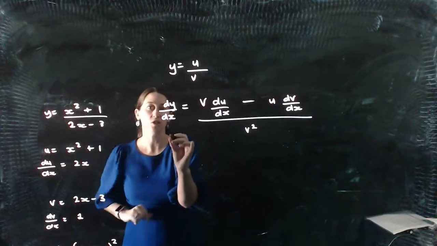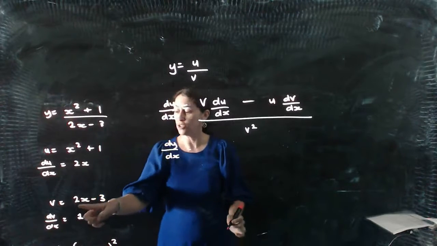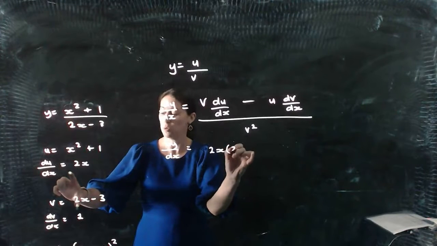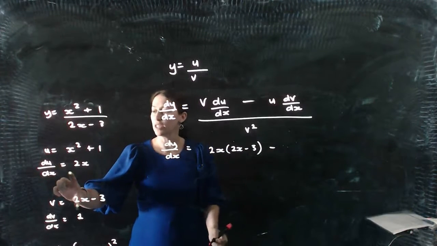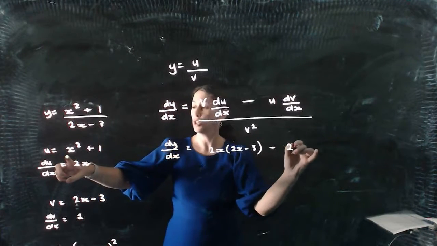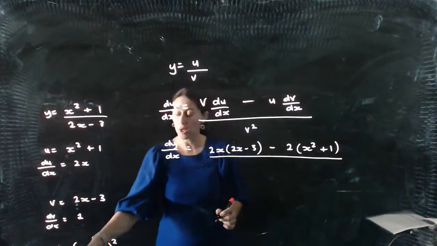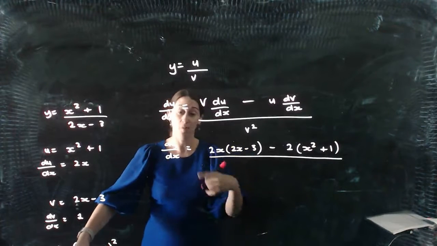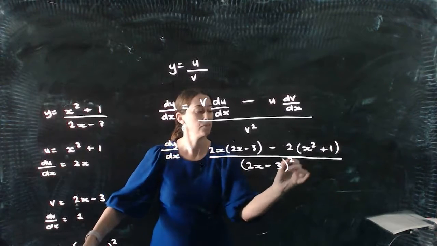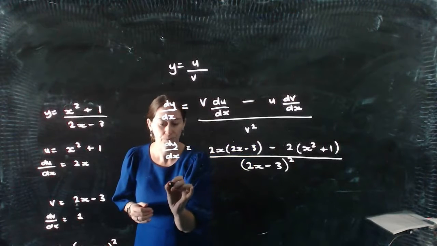So let's substitute into our rule for the quotient rule to say dy dx equals, so v, 2x minus 3 multiplied by du dx gives me 2x first multiplied by 2x minus 3. Subtract u times 2, which is dv dx. So I've got 2 times x squared plus 1. All divided by v squared, which is down here, which I believe is off your screen, apologies, 2x minus 3 all squared. And all I've got to do is expand and try and simplify the numerator.